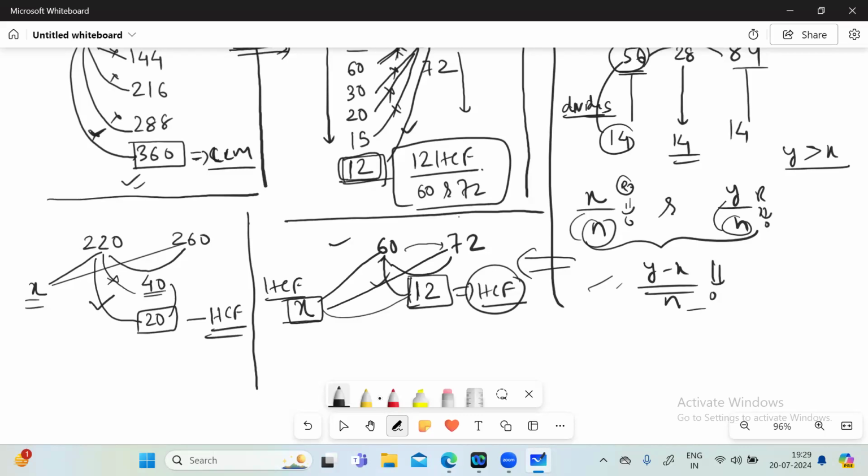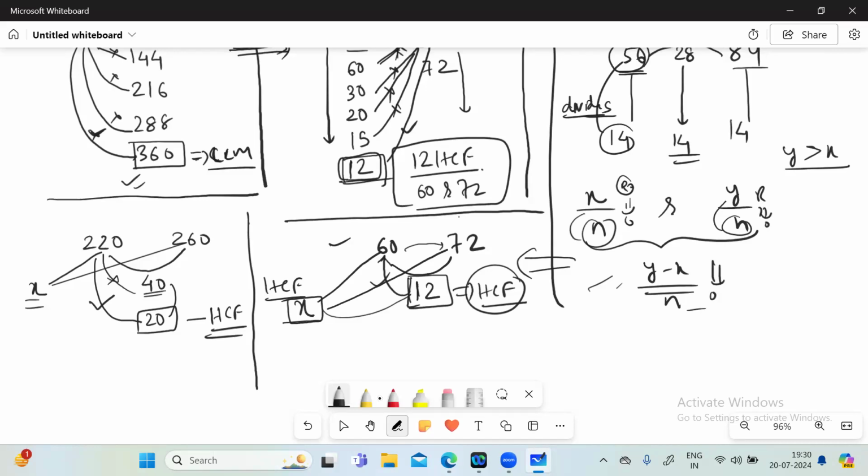Okay. So this is how we can find out HCF in such cases where numbers are not visible or the factors are not easily visible, but the difference is small. And we know that it will be less than that difference only. HCF will be less than that difference only, and it will be a factor of that difference. So it becomes very easy to calculate HCF in such cases.